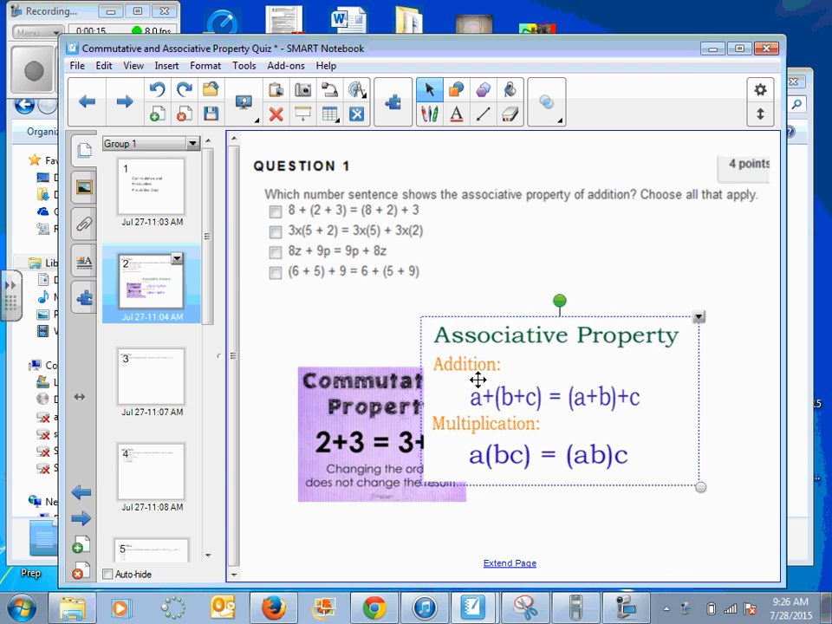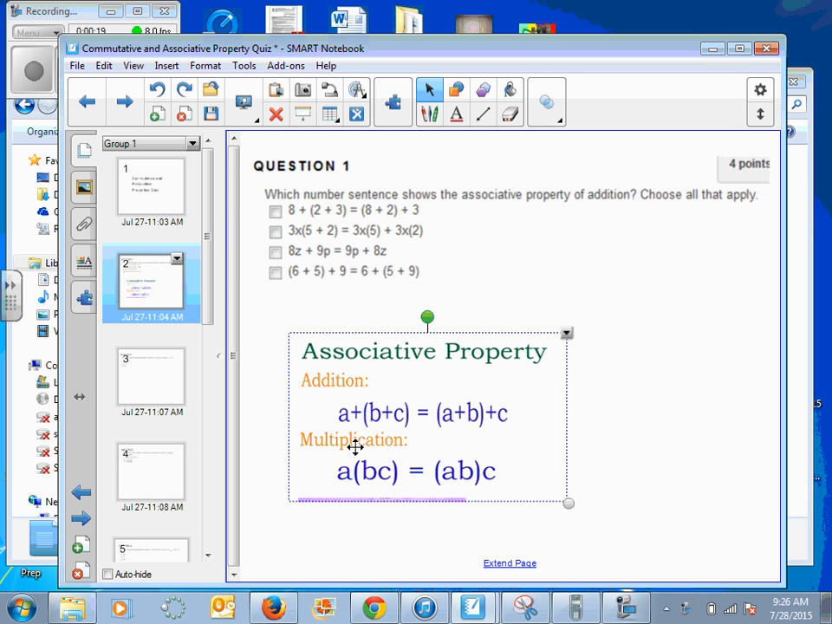Associative property, and this works for addition and multiplication, but it's basically how you group things. So you see here you've got A plus, and then parentheses, B plus C. Now over here you can put together the A and the B. You can group those two together. Likewise here your B and C are grouped together and your A and B are grouped together. So it's just how you group things.